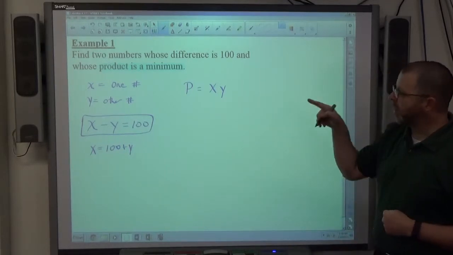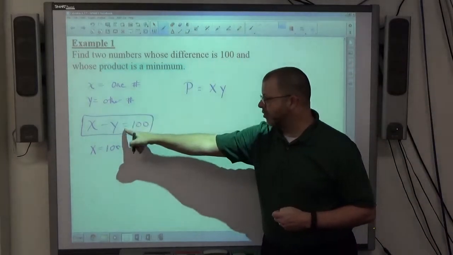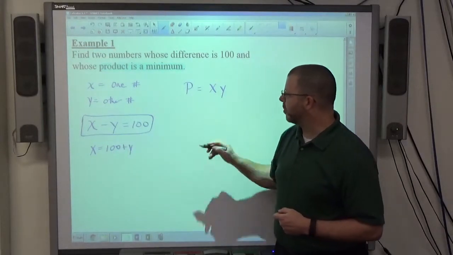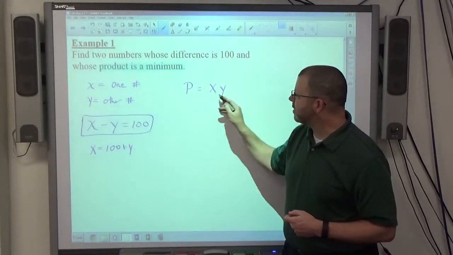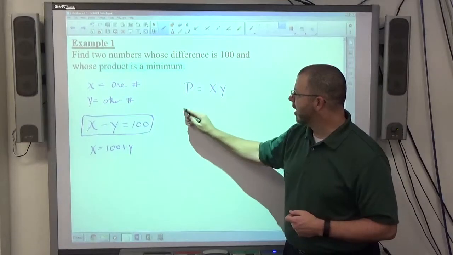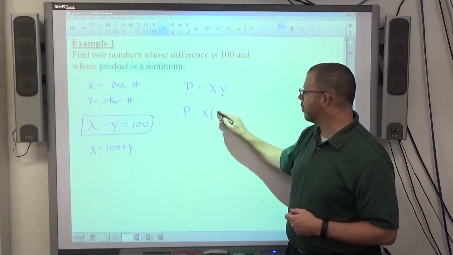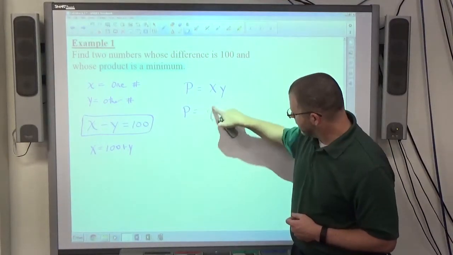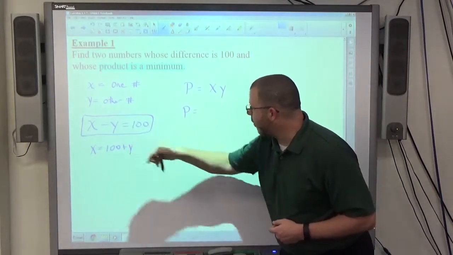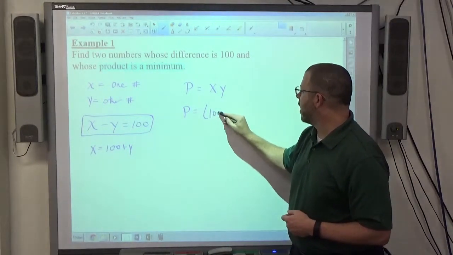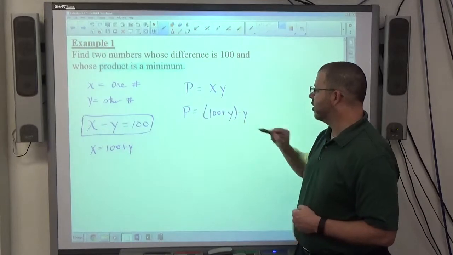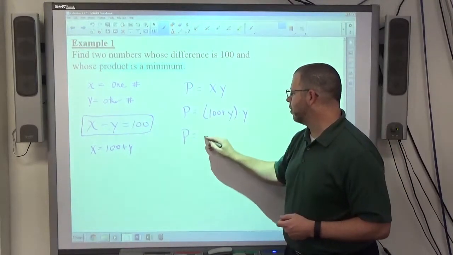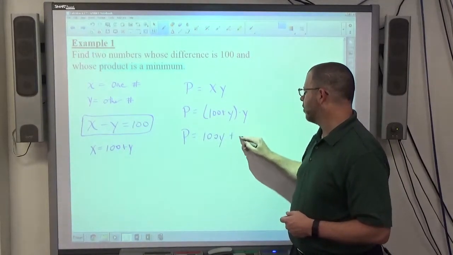All right. In this case, the difference is 100. That's true. That tells me x equals 100 plus y. So what I'm trying to optimize now, which has two variables, can be simplified into x times y. Oh, sorry about that. We're changing x, right? X is 100 plus y. So 100 plus y goes in place of x. Y stays y. And just like that, we get p is equal to 100y plus y squared.